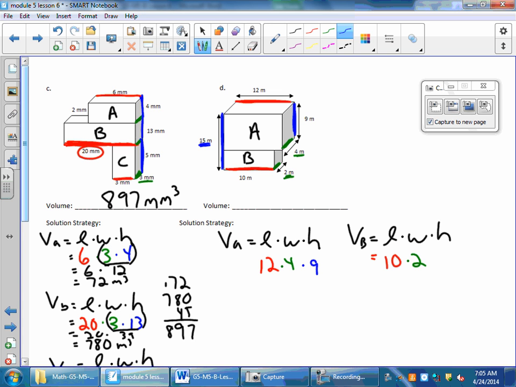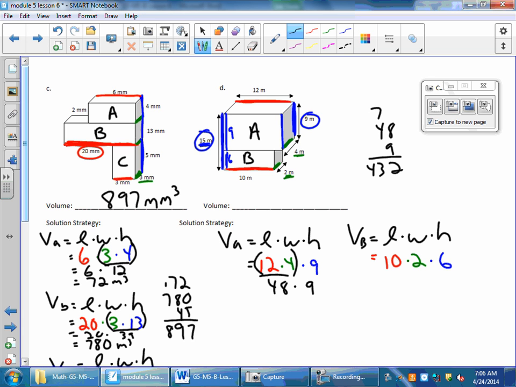The entire height of the structure is 15. We've figured out that the height of A is 9. So the difference between the total structure and A will give us the height of B. So 15 minus 9 gives us 6 for the height of structure B. Okay, then I can solve for each volume. 12 times 4 is 48 times 9. Do the standard algorithm on the side. 48 times 9, 72, 36, 432 cubic meters.